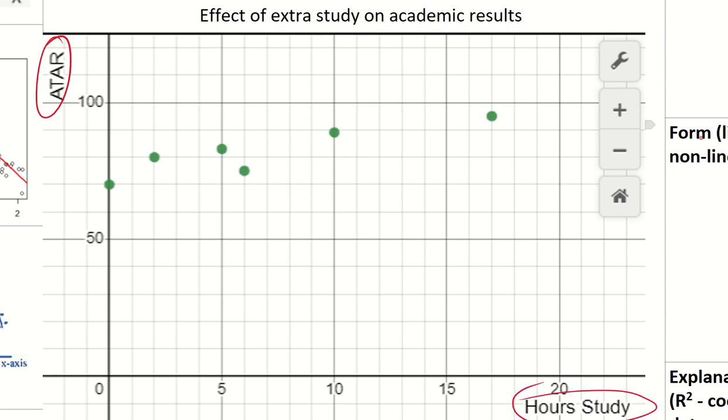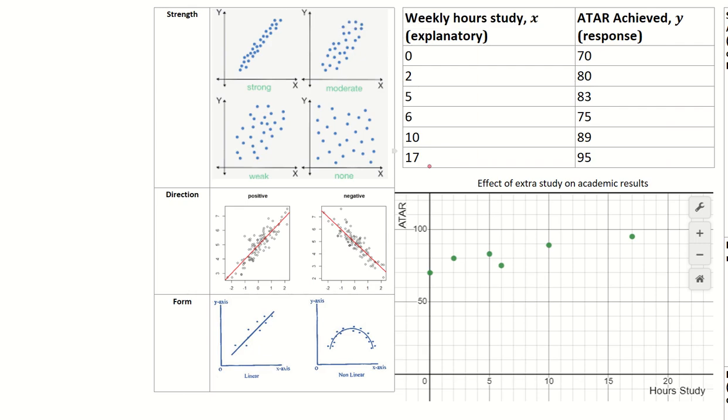We'll first do this in a completely visual sense. So there's 3 main things we want to describe visually for our scatter plot. We want to describe the strength, direction and form of any association we see between the ATAR and the hours of study. So looking at our data set, I would probably describe this as a moderate relationship. They don't seem that close together, but you might say strong, you might say weak, it's sort of up for debate.